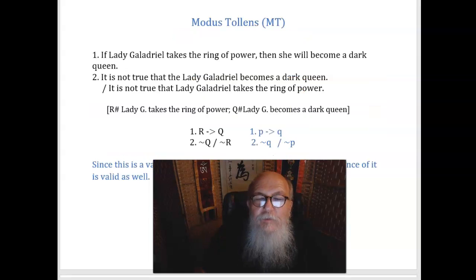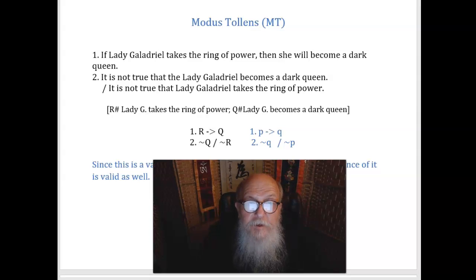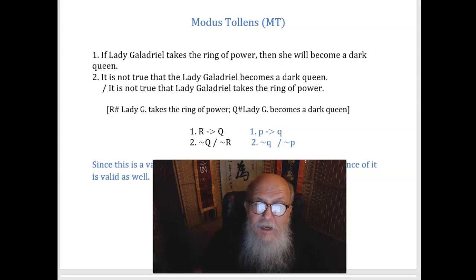And perhaps you remember modus tollens, which we've studied as well. If Lady Galadriel takes the Ring of Power, then she will become a Dark Queen. But it's not true that Lady Galadriel becomes a Dark Queen. So it's not true that Lady Galadriel takes the Ring of Power. Right? And if we symbolize that and abstract to the form: P then Q, not Q, therefore not P.